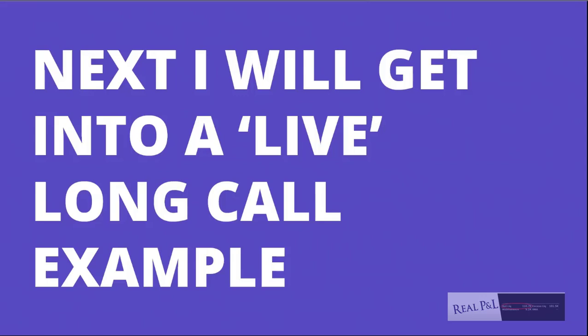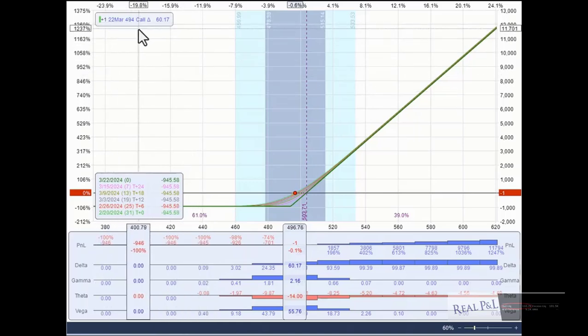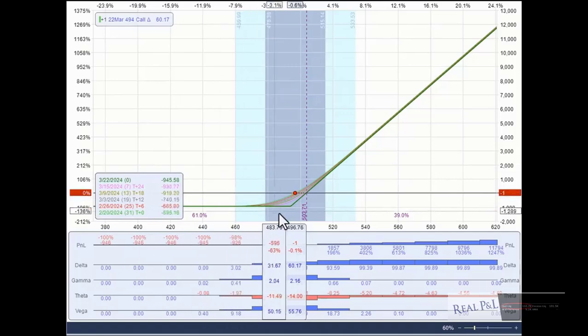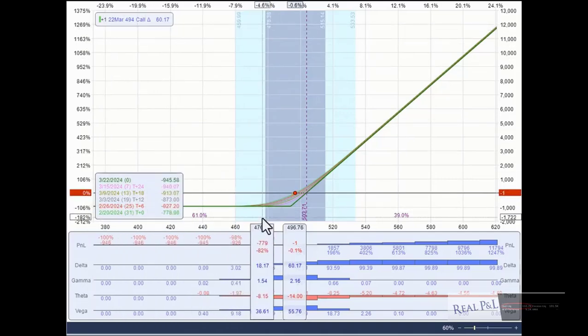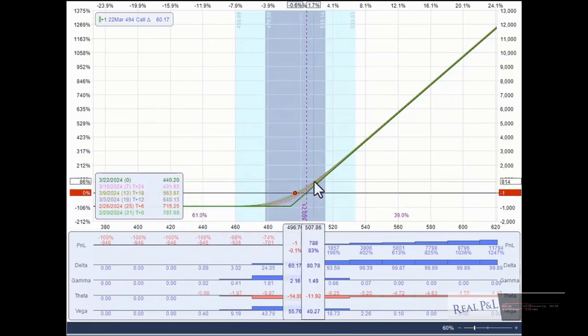Next, I'll get into a live long call example. Okay, here's a risk graph. This is an example of a long call. This one's about 30 days out. It's going to expire in about 30 days, just buying one long call on SPY and what it looks like on a risk graph. You can see here the expiration line, right?